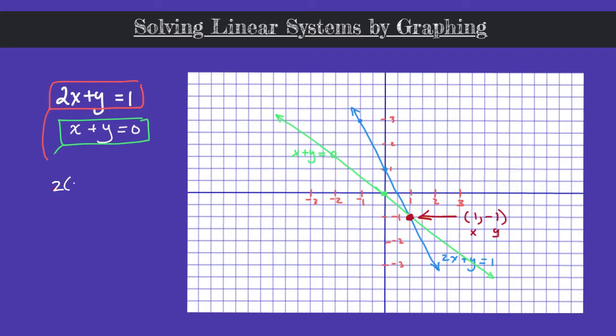X is 1 plus y is negative 1. Is that equal to 1? That's the question. Well, 2 minus 1 is equal to 1, so that is true.